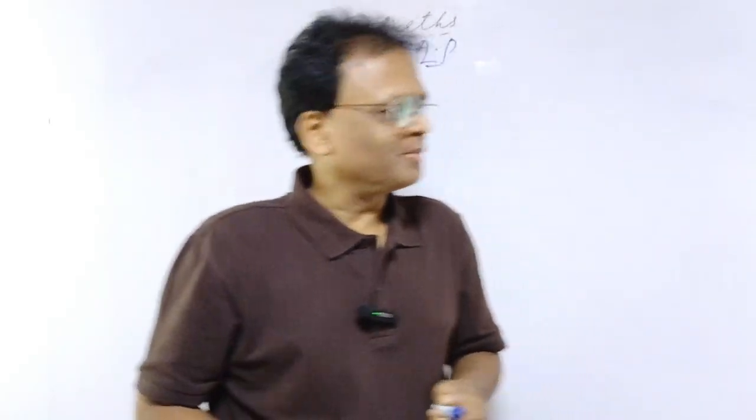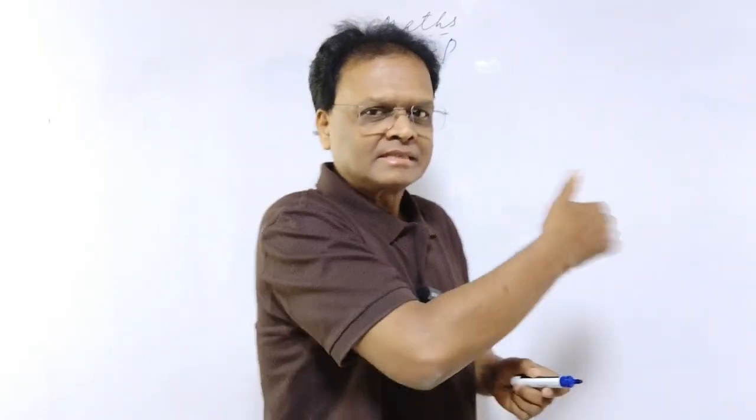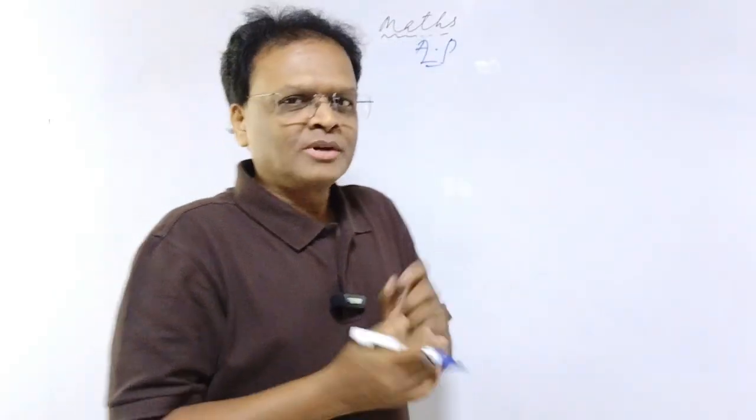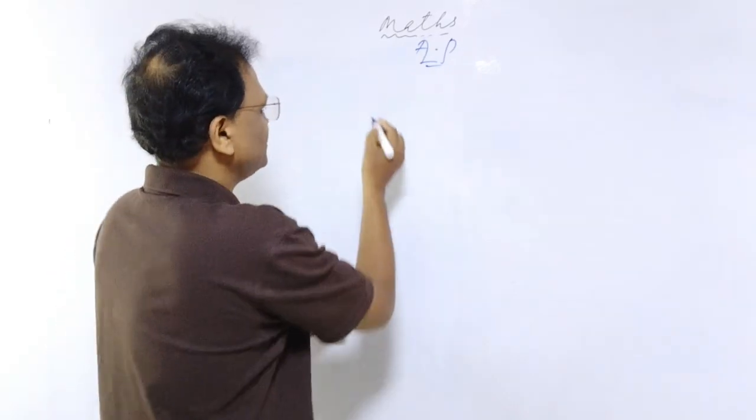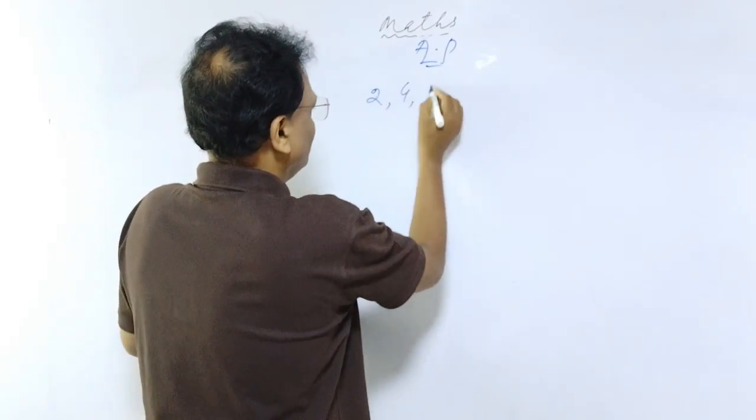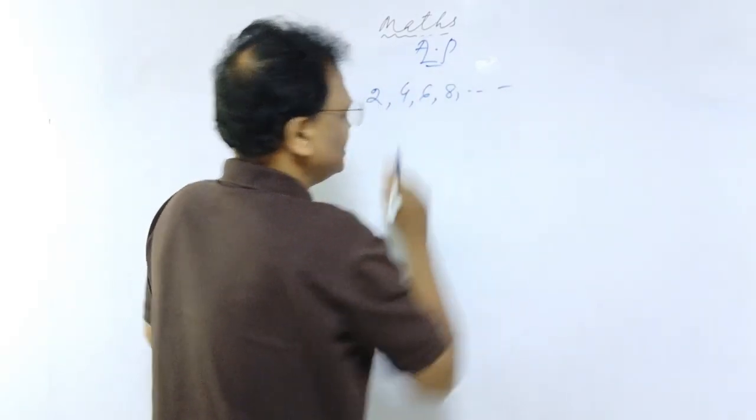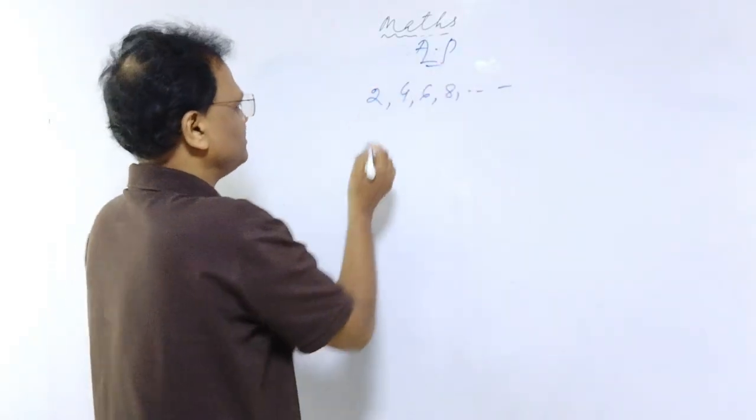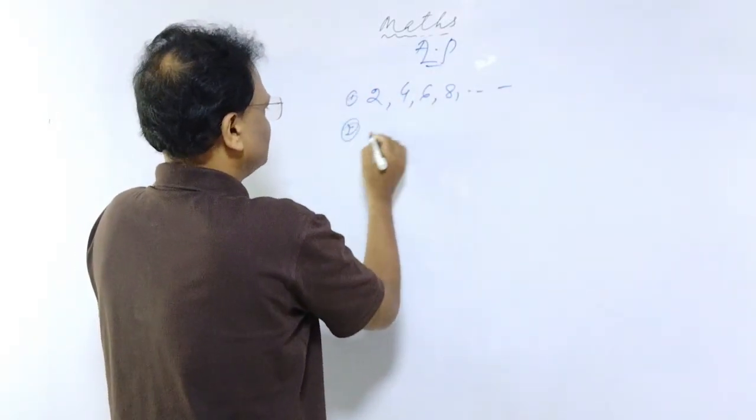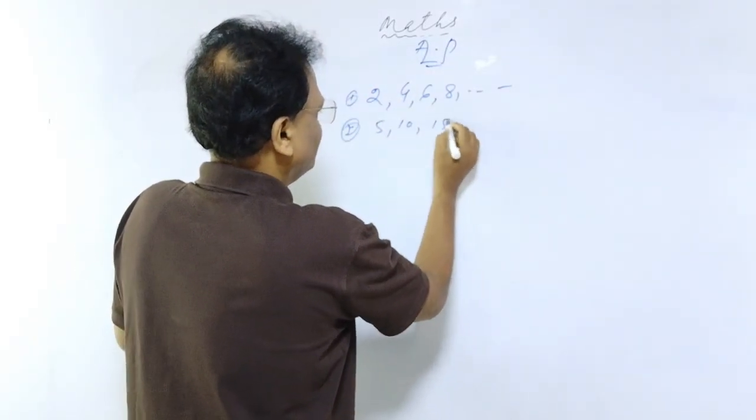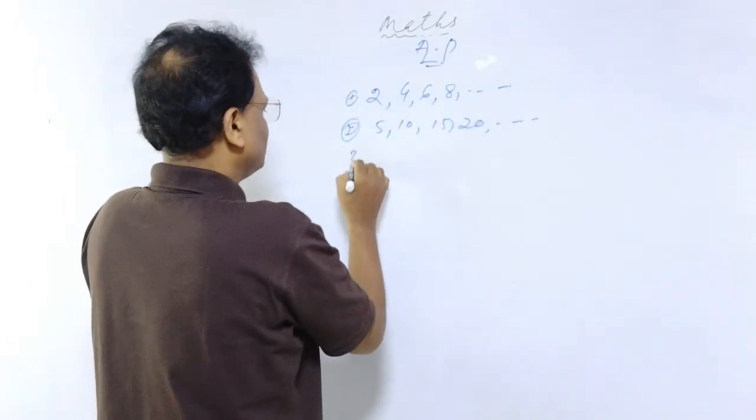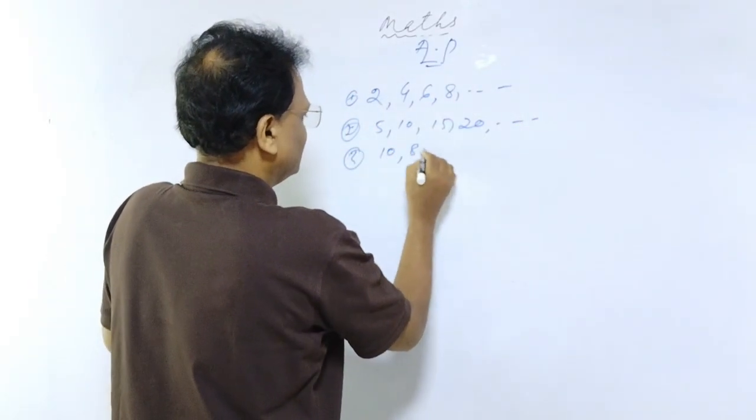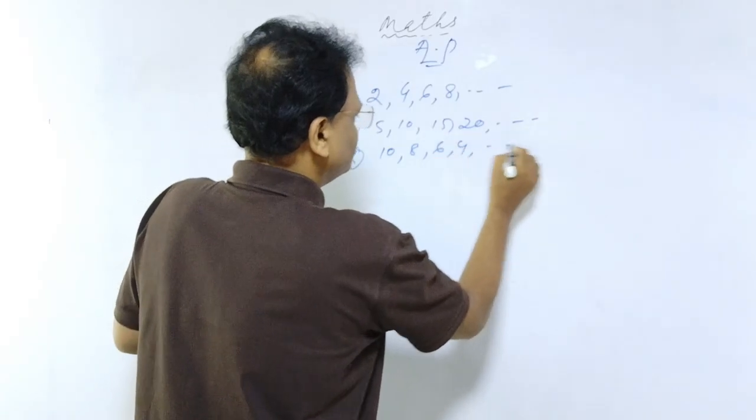So try to hold your pen and notebooks and note down the formulas I am discussing in between. Actually, what is arithmetic progression? To explain this, let me give some examples. Suppose 2, 4, 6, 8. This is a set of numbers. Second is 5, 10, 15, 20. Third, if I write 10, 8, 6, 4.